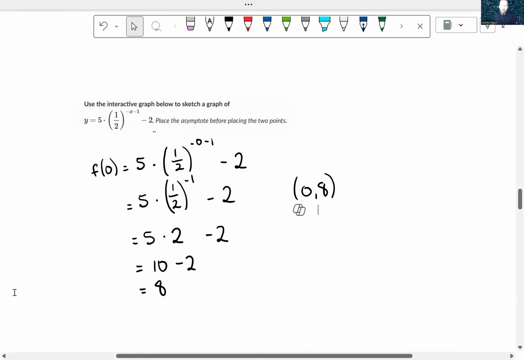I'm going to put that on our graph for now, and then I'll show you the final graph at the end. So I just put (0, 8) on the graph there as one of our points. Now the next thing I would do is figure out what we can plug in for x to give us an exponent of 0.